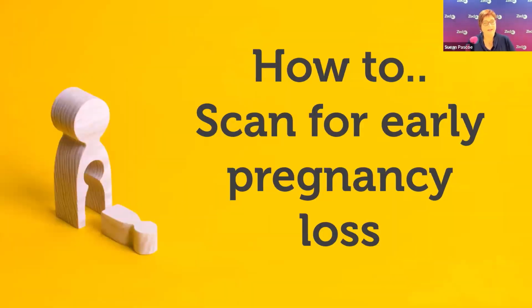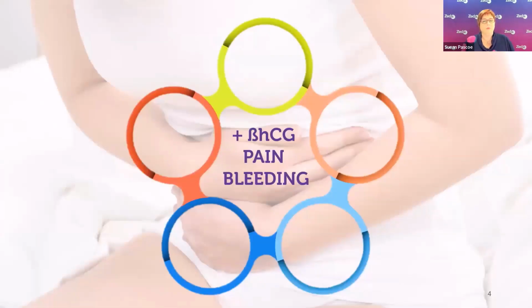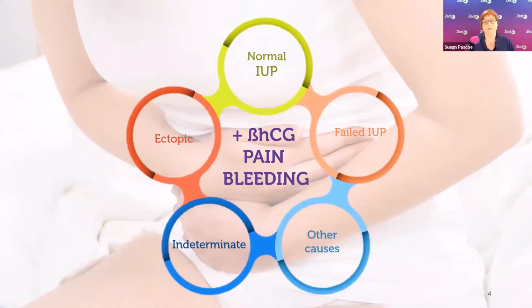So tonight's topic is how to scan for early pregnancy loss. When a woman presents with signs and symptoms of pain and bleeding in early pregnancy, there are 5 possible outcomes. They could have a normal intrauterine pregnancy, an ectopic pregnancy, or a failed intrauterine pregnancy. It might be indeterminate insofar as it's a bit soon to give a definitive answer. Or there might be other causes, such as a molar pregnancy, causing their pain and bleeding.